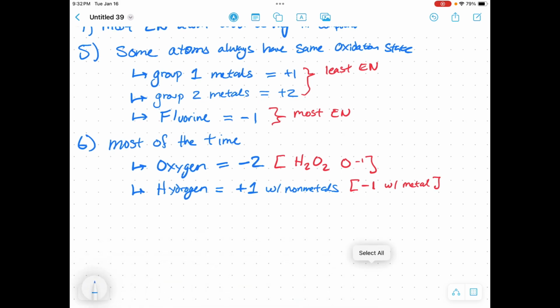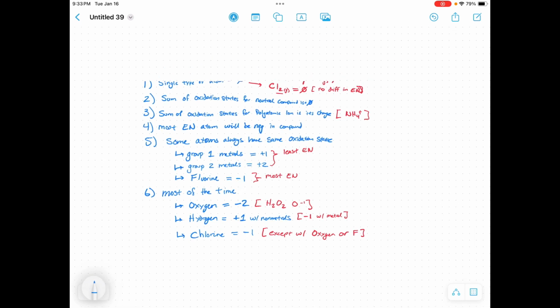And then our last one is going to be for chlorine. Chlorine is usually going to be -1. It's usually going to be more electronegative than anything it's with. This is going to be with the exception if it's with oxygen or fluorine, in which case those are going to be more electronegative, and those are going to kind of take priority when it comes to figuring out which atom is going to be negative in your bond.